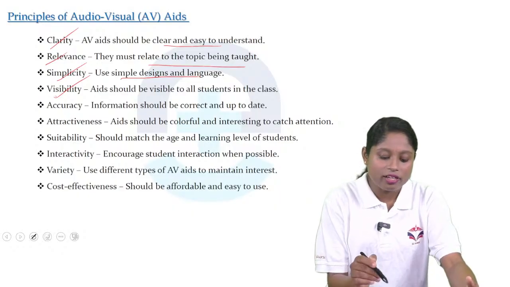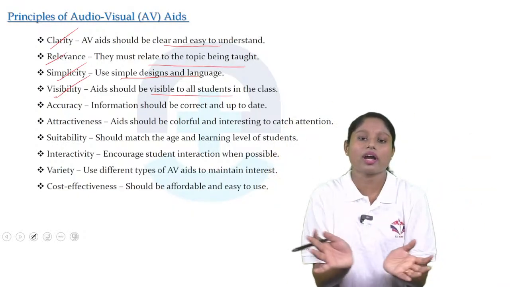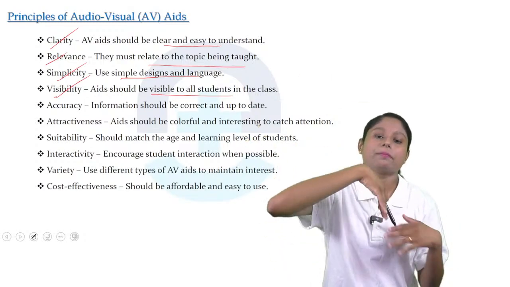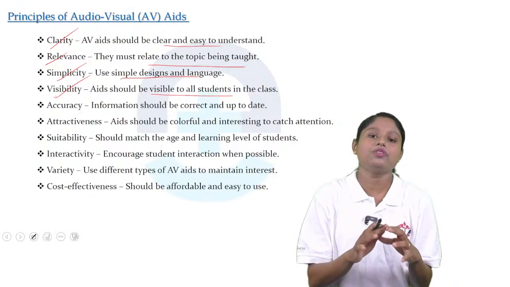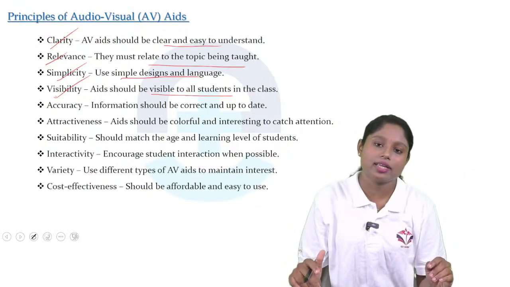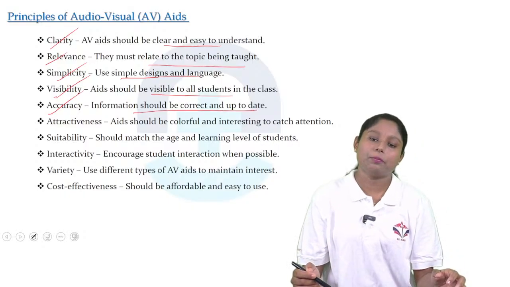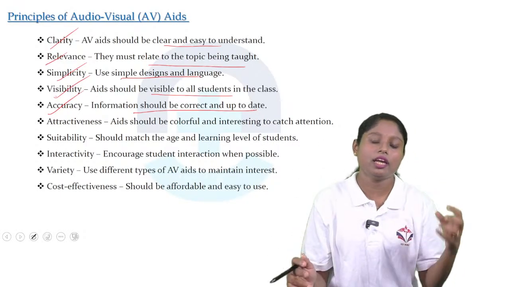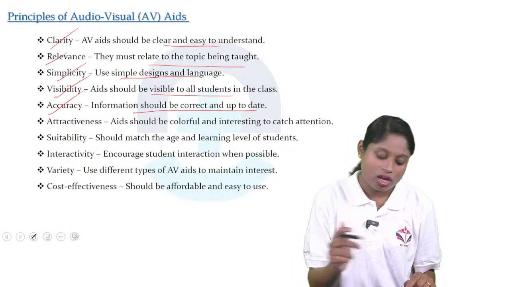Visibility. Our aid should be visible to all students in the class. So if you are making a chart with more content, it won't be visible to the person who is sitting last. So it should be clear and it should be visible to all students sitting in the class. Accuracy. Information should be correct and updated. So what you are making in an AV, that information should be up to date and it should be correct.